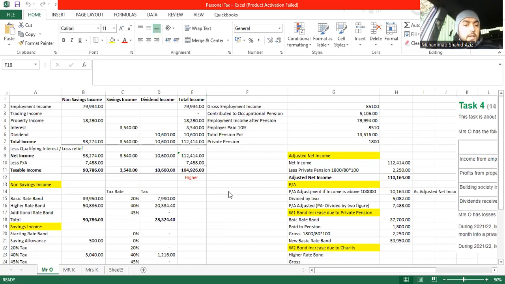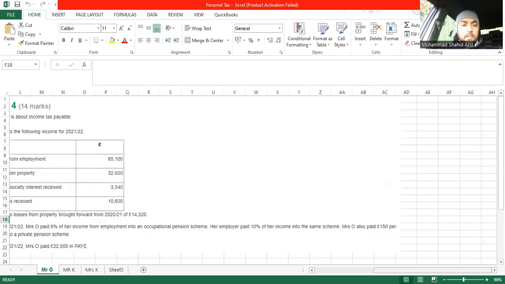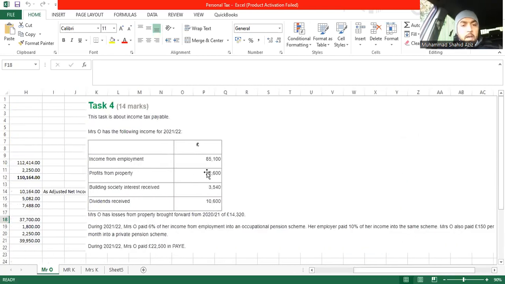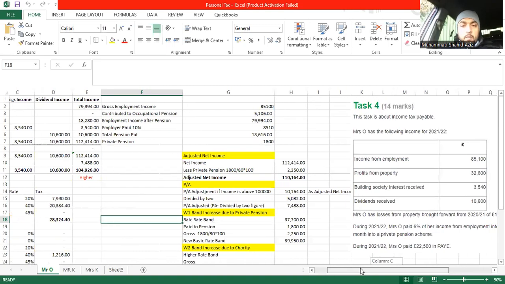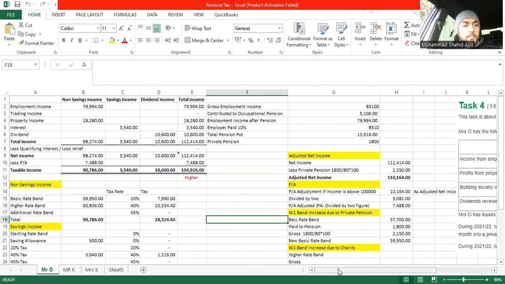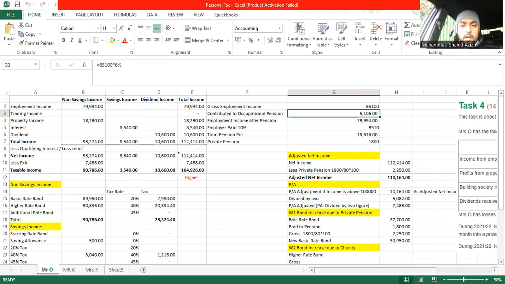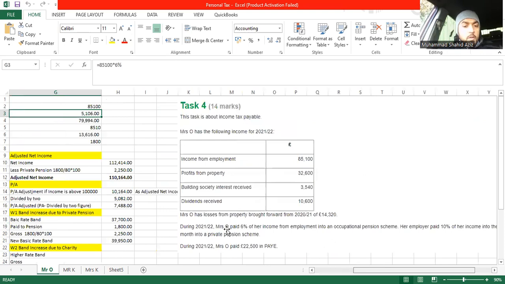Okay, so if you see in the Excel sheet here, I have already exported this into an Excel sheet. Income from employment for Mrs. O is 85,100 pounds. This 85,100 pounds, we need to put under non-savings income. But the reason I put 79,994 here is, if we look at the bottom, there is a note.